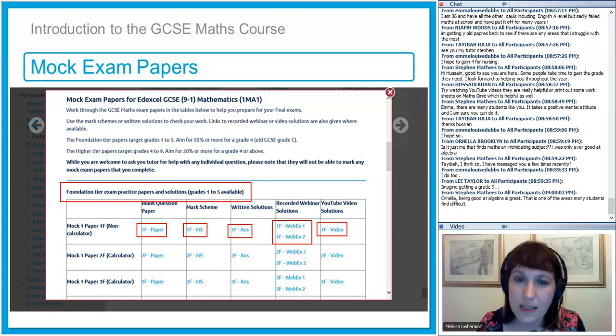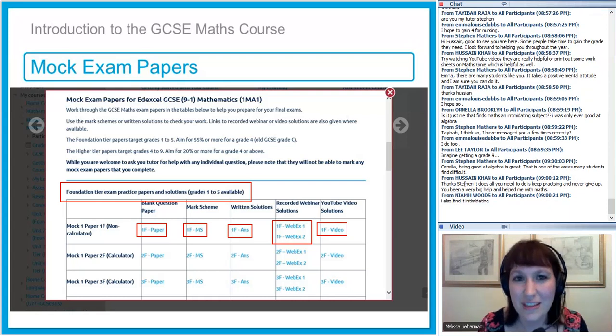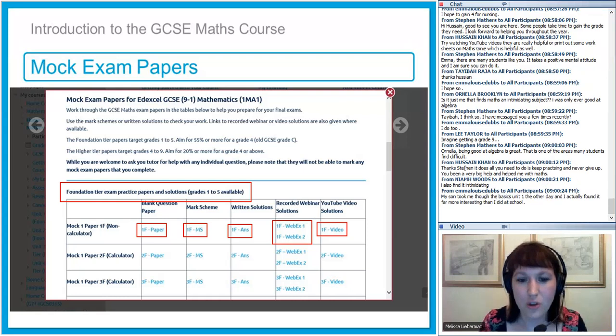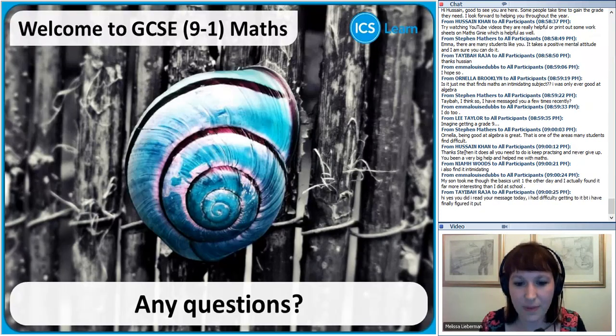So one way of working through these might be to print out the blank paper and work through it while watching the video, and that will give you a real feel for how to answer the questions. Once you know how to answer the questions, try the paper again, maybe in a few months' time in exam conditions, and see how much you can do then. So use these as a learning resource. They'll be very helpful to you as you work through.